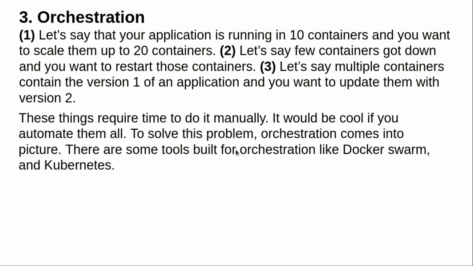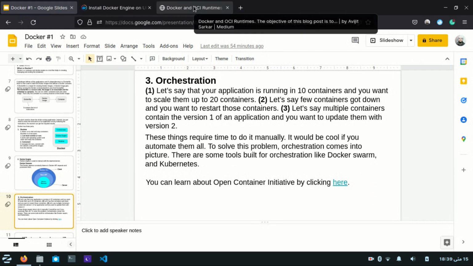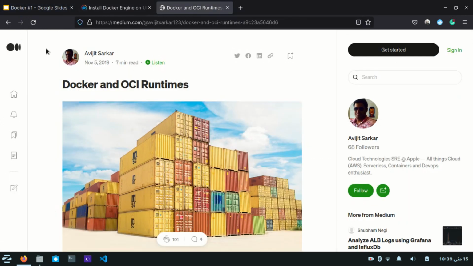So there are some tools built for orchestration like Docker Swarm or Kubernetes. Alright. So Kubernetes is also a CNCF project. It not only performs the automation, but there are more things that Kubernetes performs. Alright. So let's take a look: you can learn about the Open Container Initiative by clicking here. Here is a link, but I can open this because I have opened this previously. So you can take a look at this article, and basically this article is about Docker and the OCI runtime, meaning the Open Container runtimes.